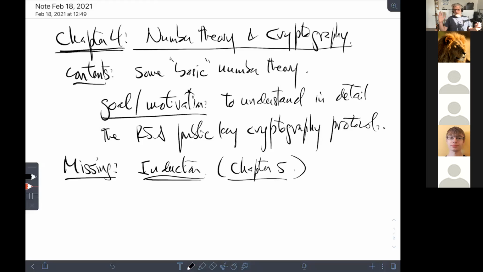So you'll just have to believe that there is a way of proving these things, and it's induction. But it's semi-technical, so we are just going to keep it for later. For pedagogical reasons, it's more fun to do the number theory and cryptography now and induction after. That's the reason, but it's not logical. We'll see that later. All right, so let's start.